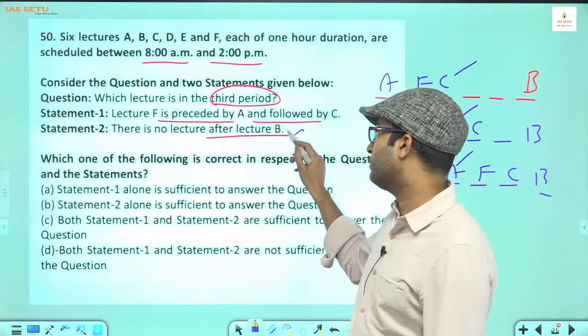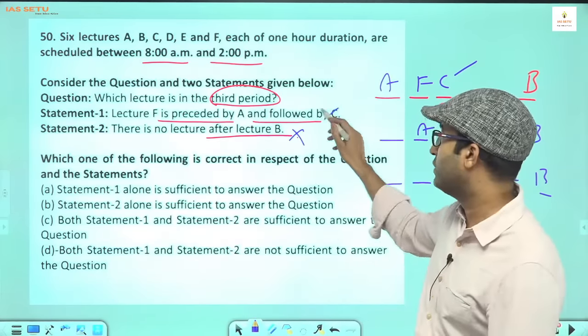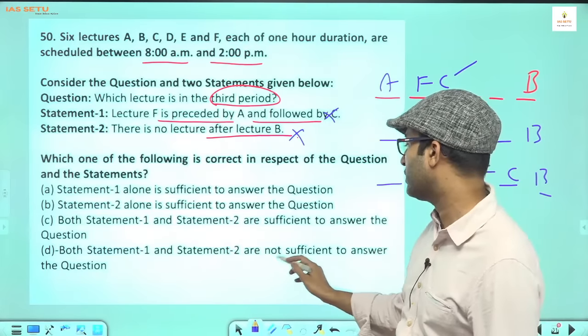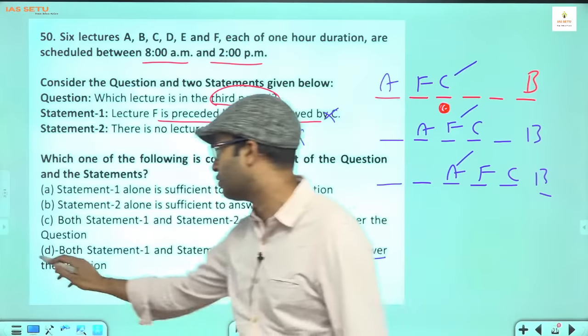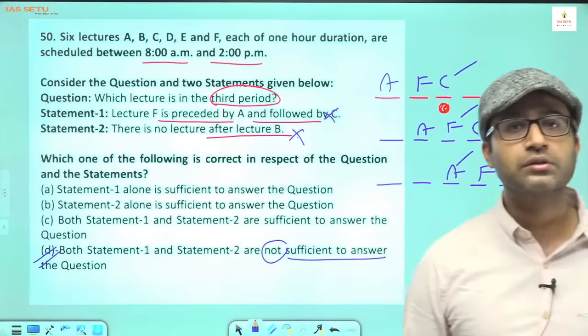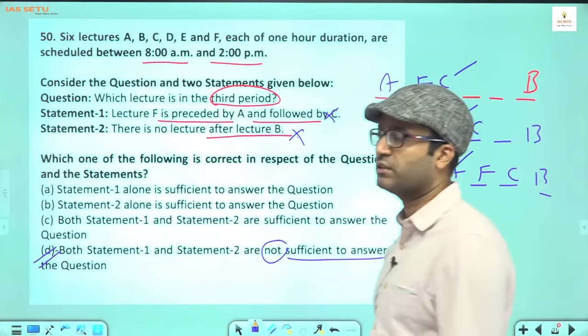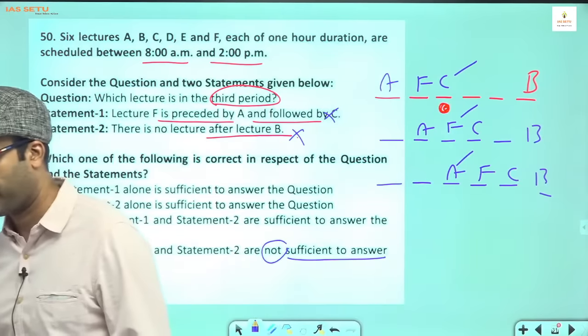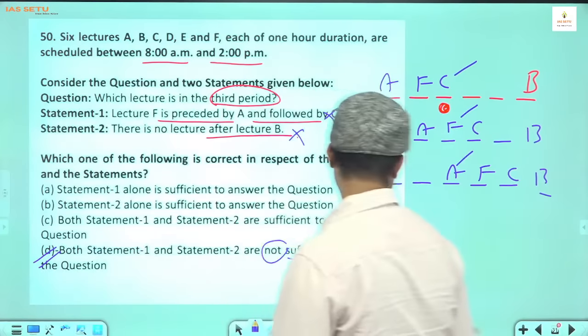So with statement 2 alone you cannot solve. With statements 1 and 2 together, both are not sufficient to answer the question. So the answer to this question is D, because we have very little information to solve it.